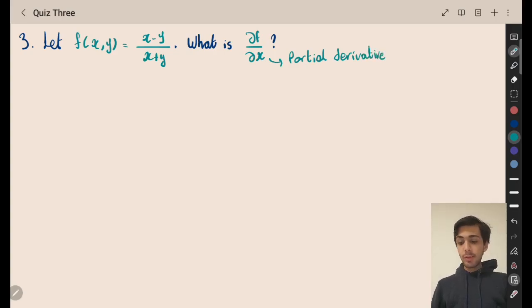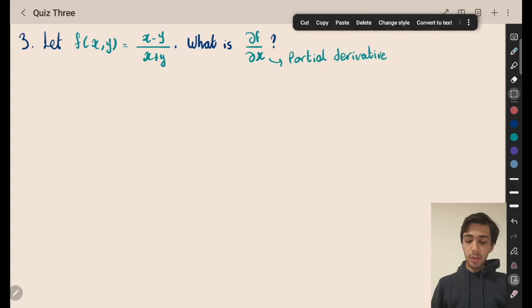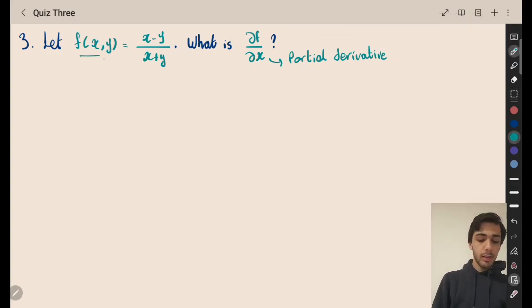A partial derivative is useful when you have a function of many variables. For example, here we have two variables, x and y. And so a partial derivative takes the derivative with respect to one variable. Let's make this precise.